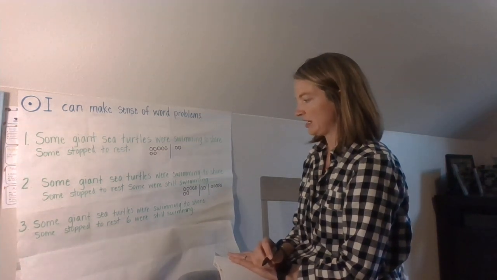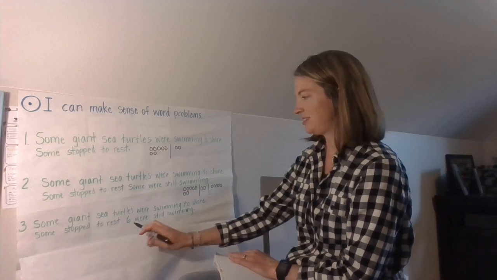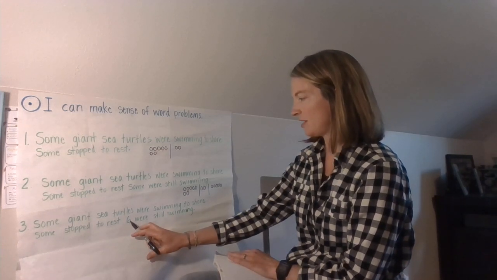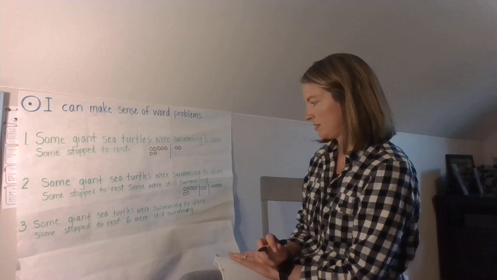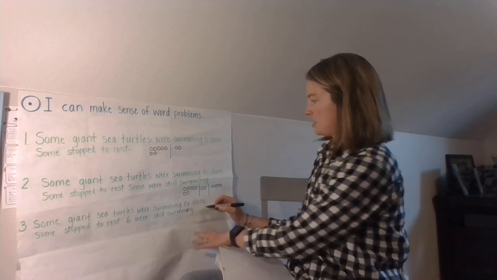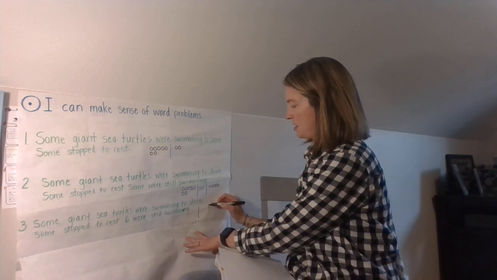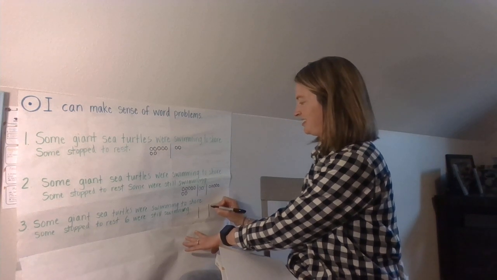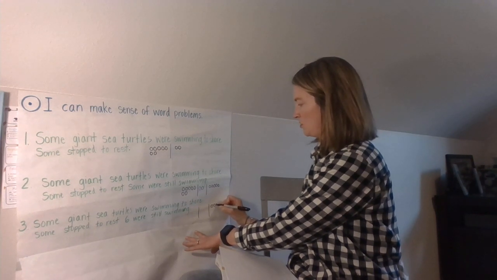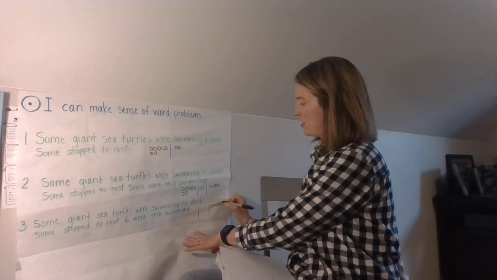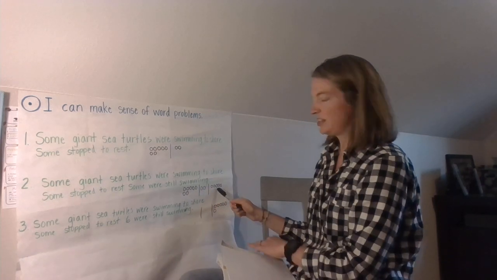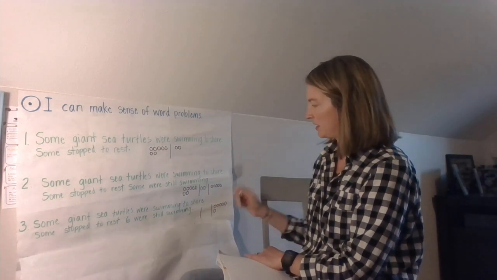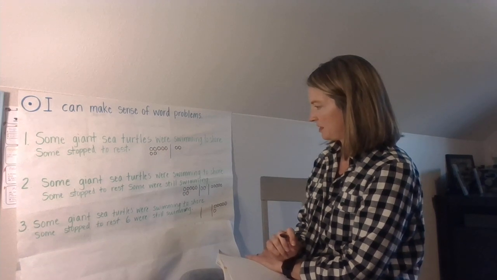Ooh, what changed? What does that 6 mean? And how does that affect the rest of our model? So I know now that there were 6 still swimming. 1, 2, 3, 4, 5, 6. That looks different than what I had before. I was making the guess that 5 were still swimming.